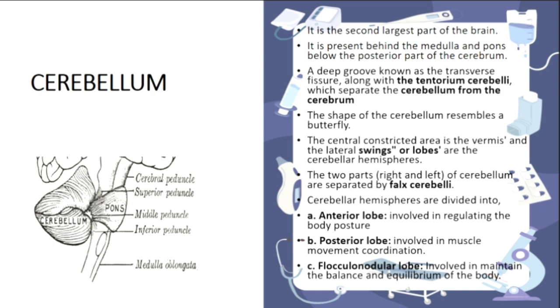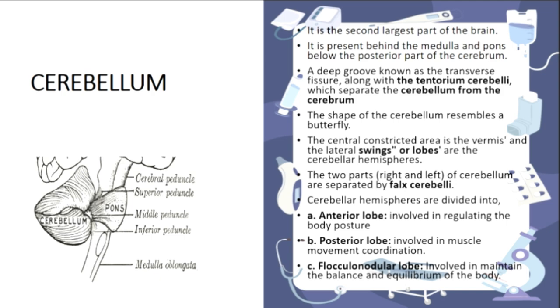And the cerebellar hemispheres are divided into the anterior lobe, posterior lobe, and flocculonodular lobe. The anterior lobe is present in the anterior, and the posterior lobe is present in the posterior, as in the name. The anterior lobe is responsible for our body posture. When you want to sit, you can sit. When you want to stand, you can stand. You can play or you can bend. This is the responsibility of the anterior lobe.